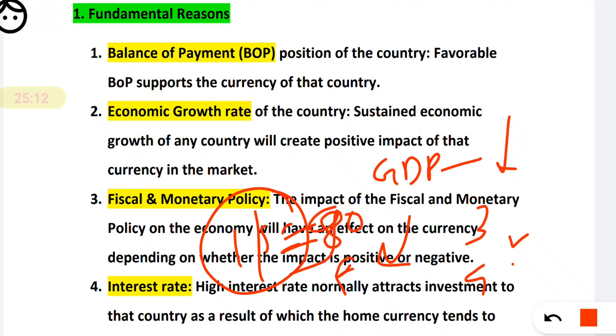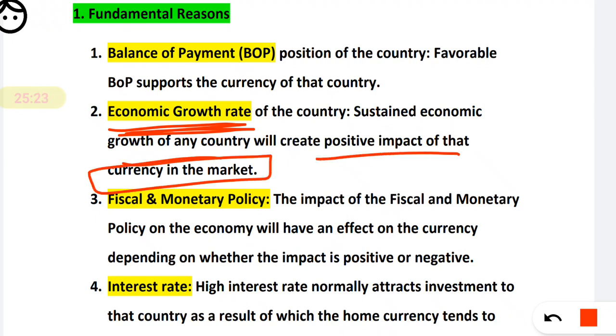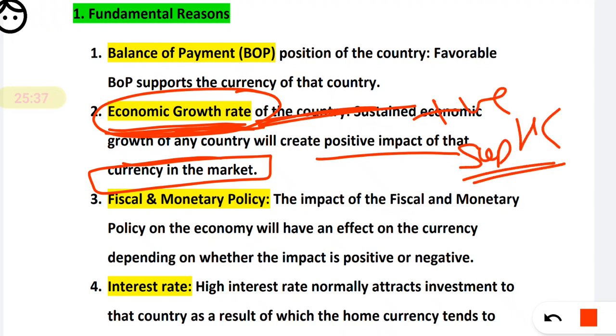That means if the economic growth rate is strong, our foreign currency will be in a good position, which will have a positive impact, okay. And if our growth rate is negative, that means we have to purchase foreign currency at a high cost, okay. So obviously the economic growth rate positively supports the home currency, okay.